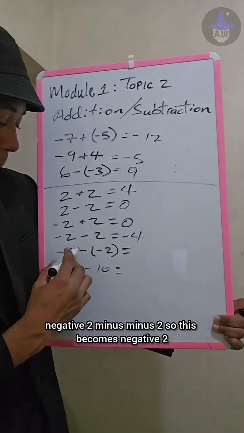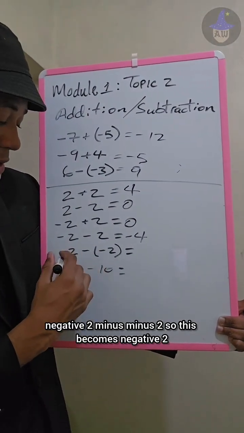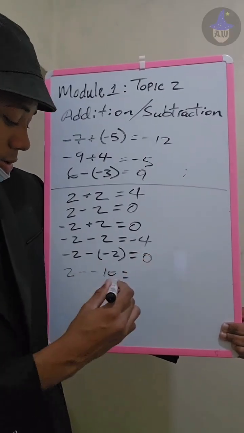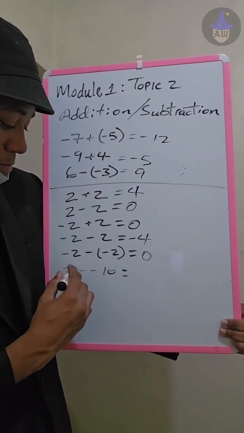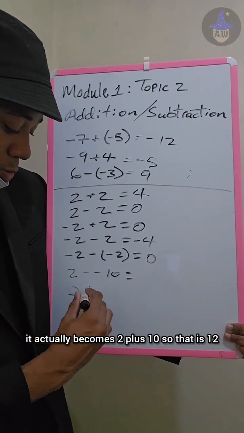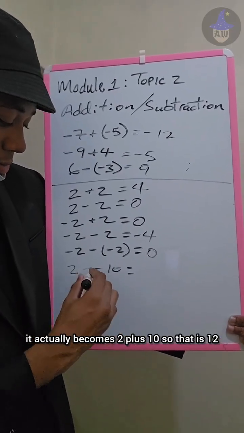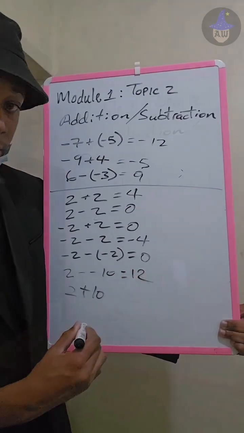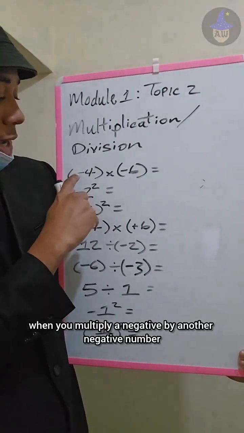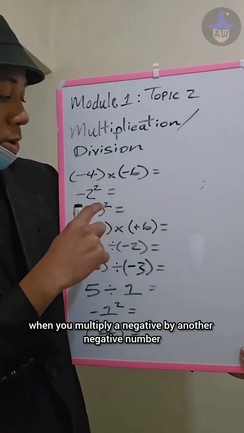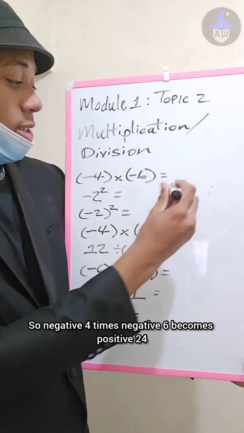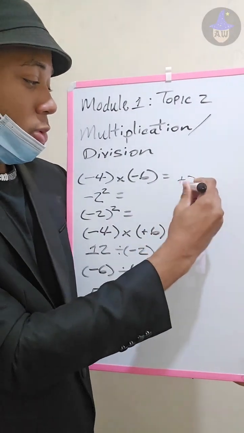Negative 2 minus minus 2. So this becomes negative 2 plus 2, and that's 0. Now 2 minus minus 10, it actually becomes 2 plus 10. So that is 12. Now for multiplication and division, when you multiply a negative by another negative number, it becomes positive. So negative 4 times negative 6 becomes positive 24.